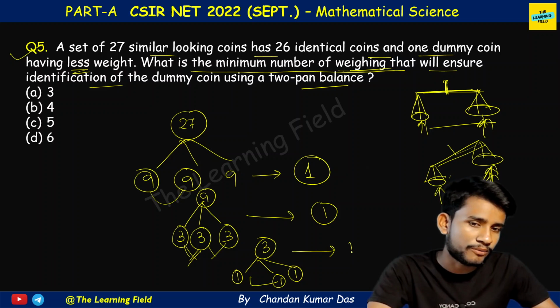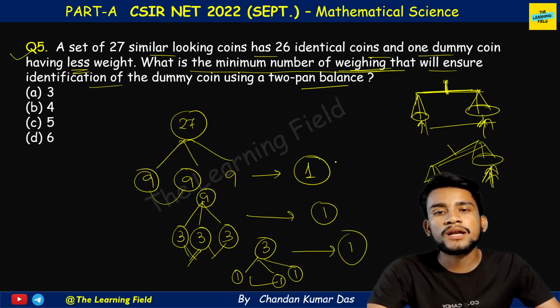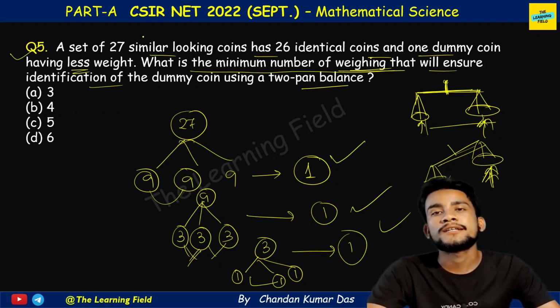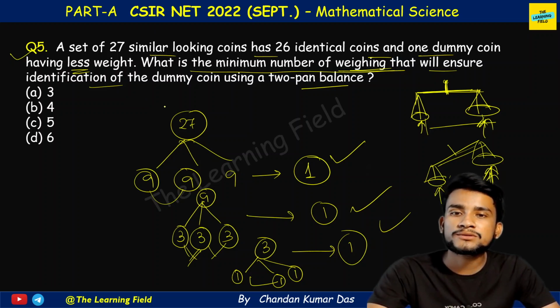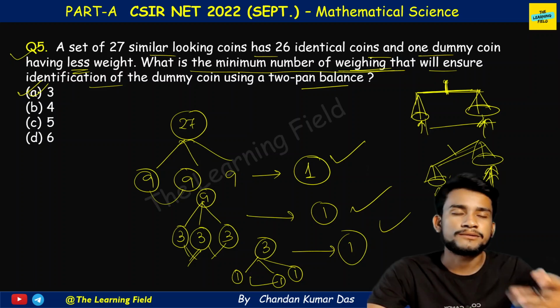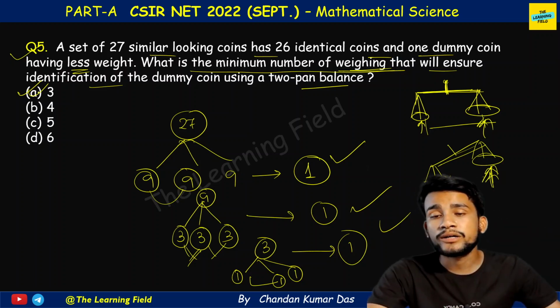Therefore here the number of weighings is 1. Therefore the total number of weighings is 1, 2 and 3. Therefore 3 is the minimum number of weighings with which we can find the dummy coin. Okay, so this is the correct answer. Now going to the next question.